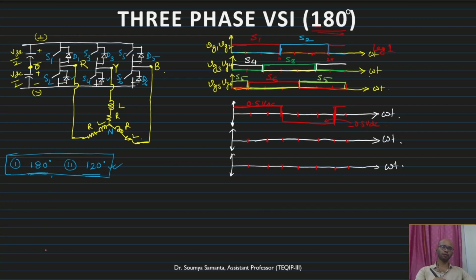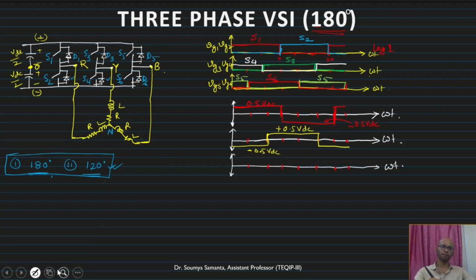Now let us draw for the yellow phase. So what will the yellow phase be? Yellow phase will be positive from 120 degree. From this point it will be VDC by 2 up to 180 degree, then it will be negative. So basically it will be easier for us to draw. This is plus 0.5 VDC. This is minus 0.5 VDC.